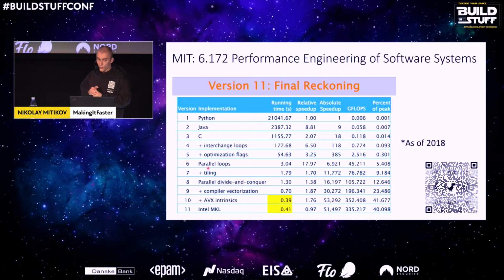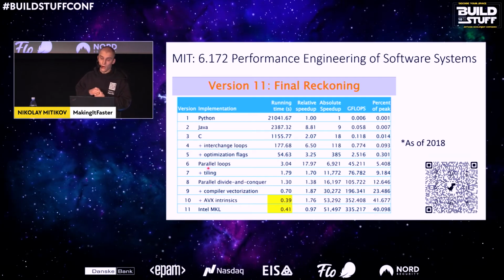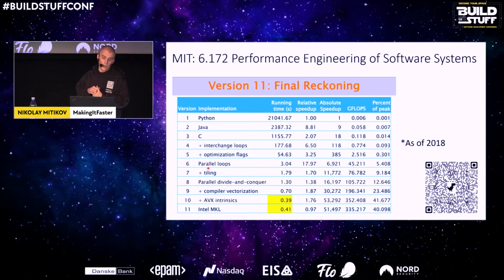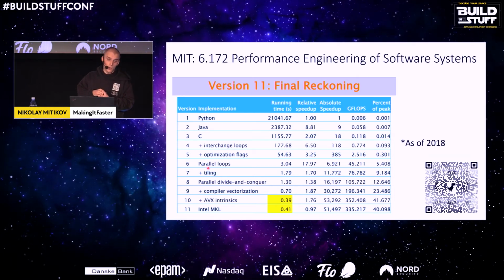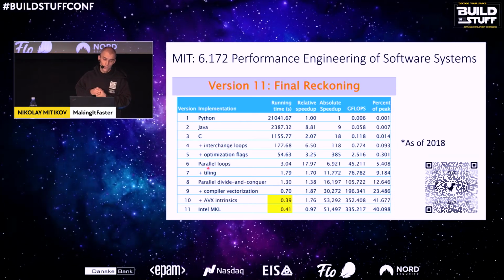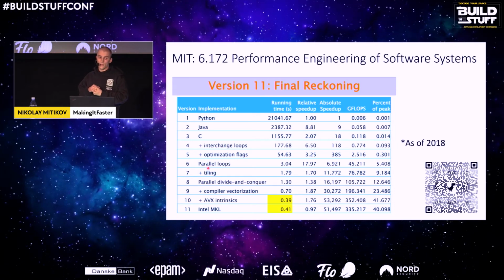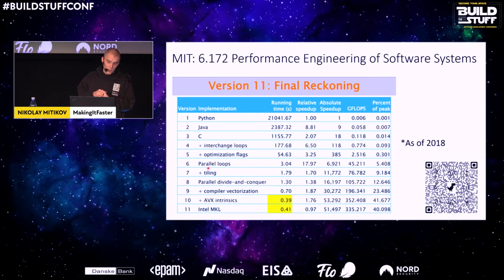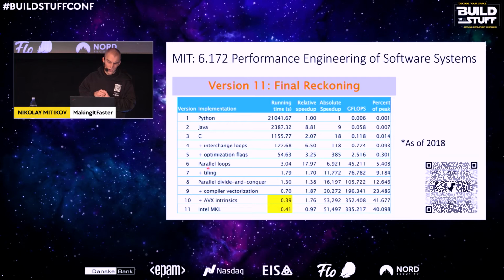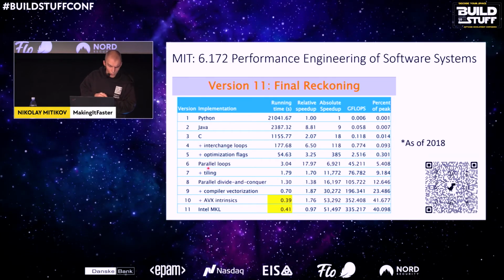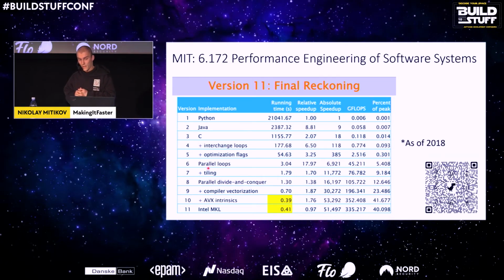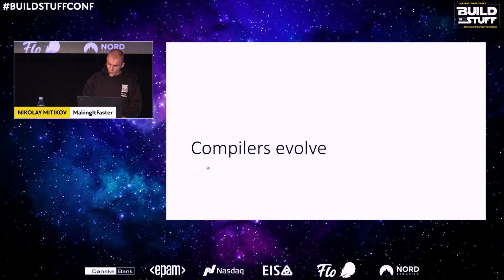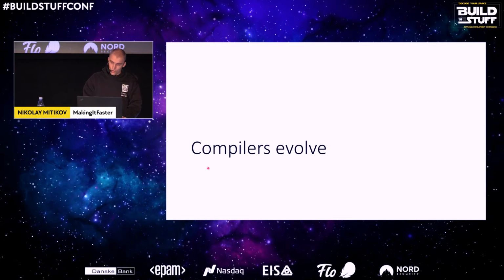That is the MIT course on performance engineering of software systems, and the table is as of 2018. What is important in here? That even with the best of breed optimizations, how much faster could it be? Like a lot of times faster, right? But out of the box, you don't get that performance.